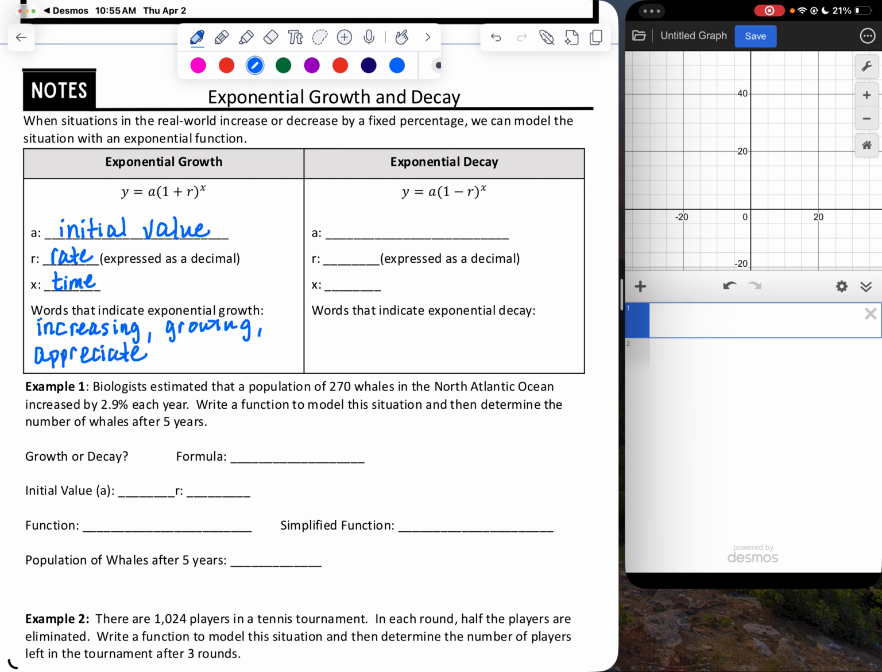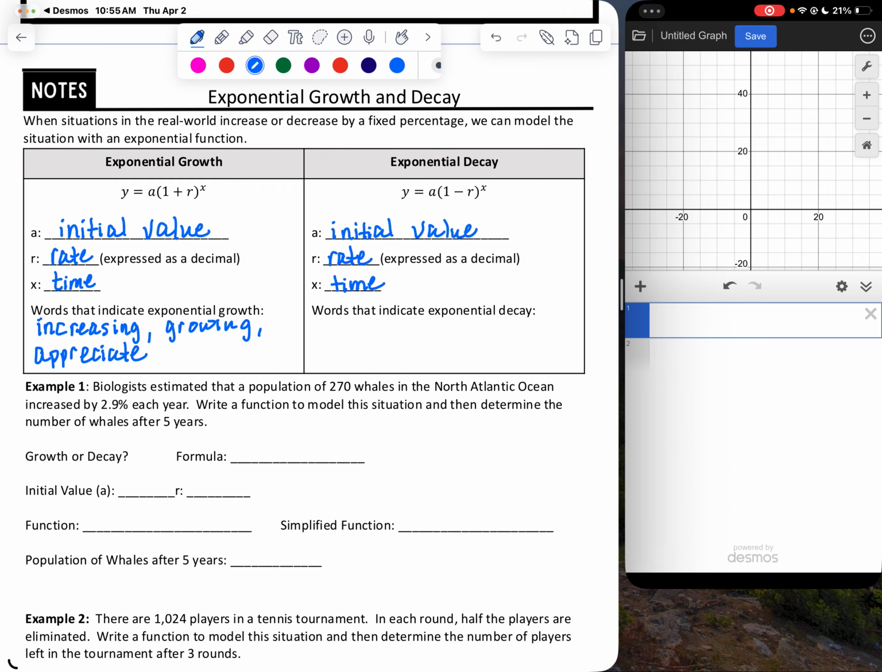Okay? Now, exponential decay is almost exactly the same, except that inside the parentheses, instead of a plus, you're going to see a minus. So we have y equals a times the quantity 1 minus r raised to the x power. Your a is still your initial value. Your r is still your rate. And your x is still your time.